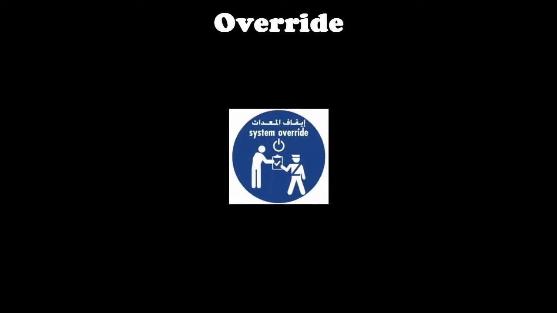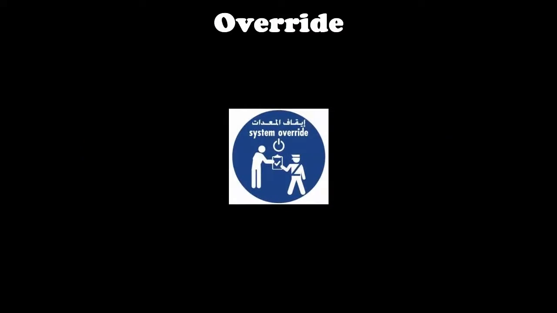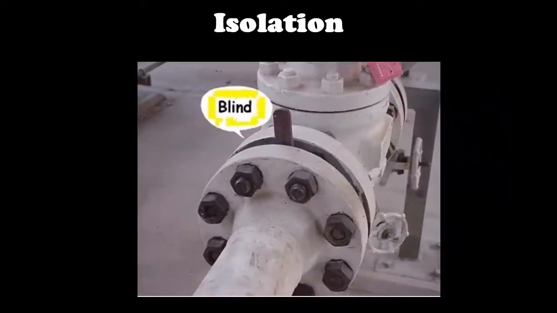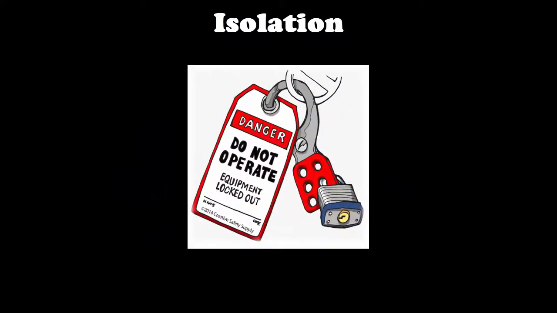Override. If required, the instrument engineer must apply and obtain the temporary trip override for maintenance of safety instruments to avoid process trip. Isolation. If required, apply and obtain an isolation certificate and ensure lockout and tagout before commencement of the job.